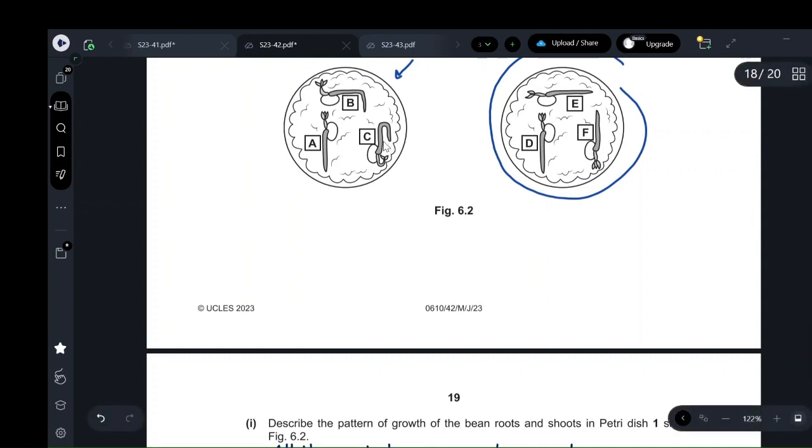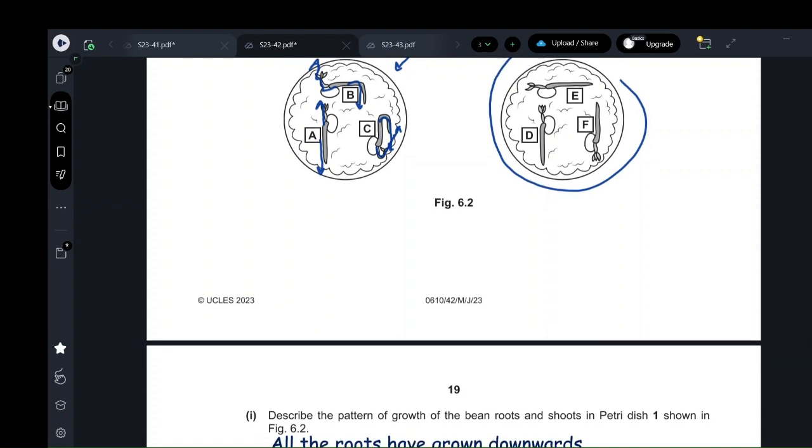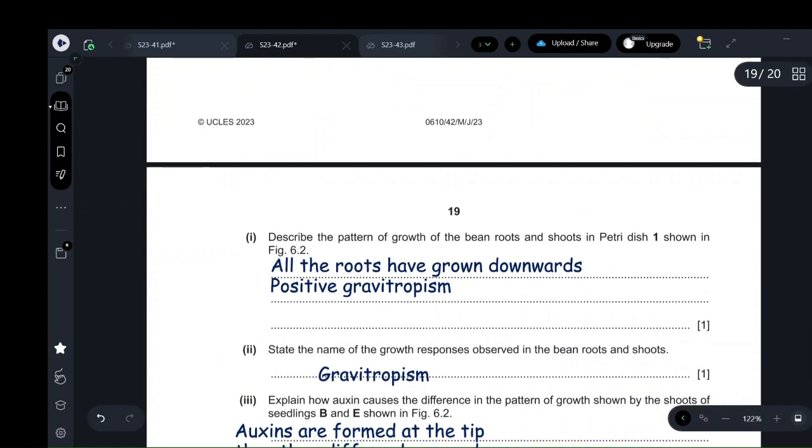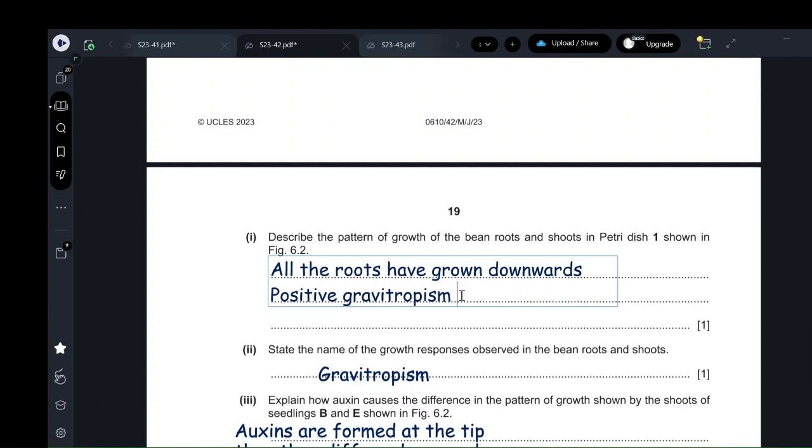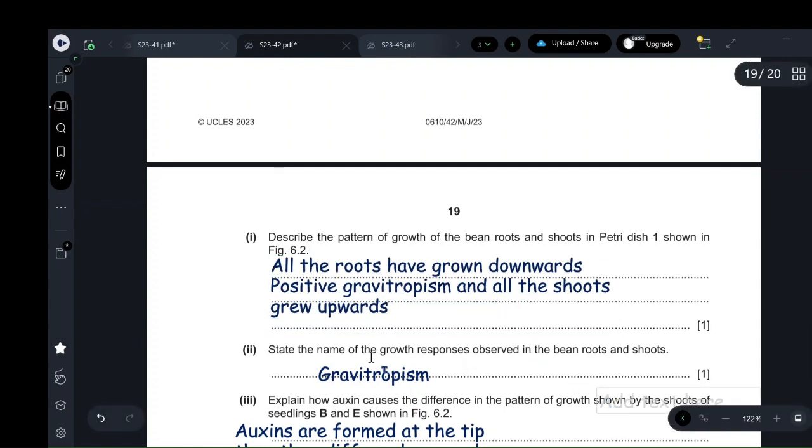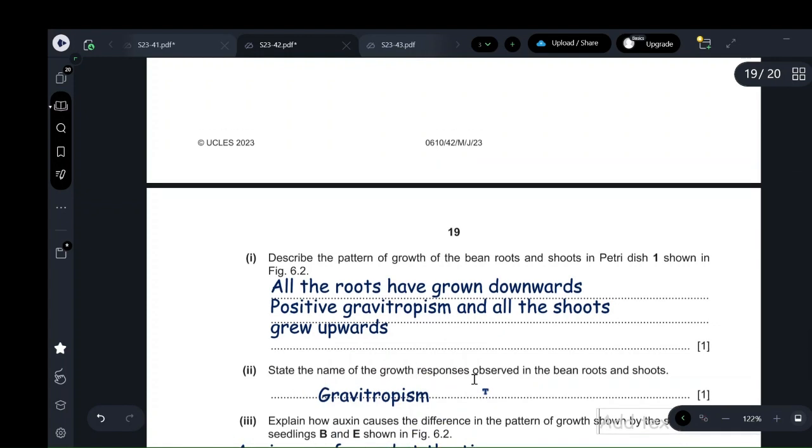All the roots grew downwards. The stem, the shoot, grows upwards. No matter how you put the seed, all the roots grow downwards, all the shoots grow upwards. You have to complete the answer. Because he asked about the roots and the shoots, and all the shoots grew upwards, which is negative gravitropism. What is the response? The response of the roots and the shoots here is to gravity, gravitropism.